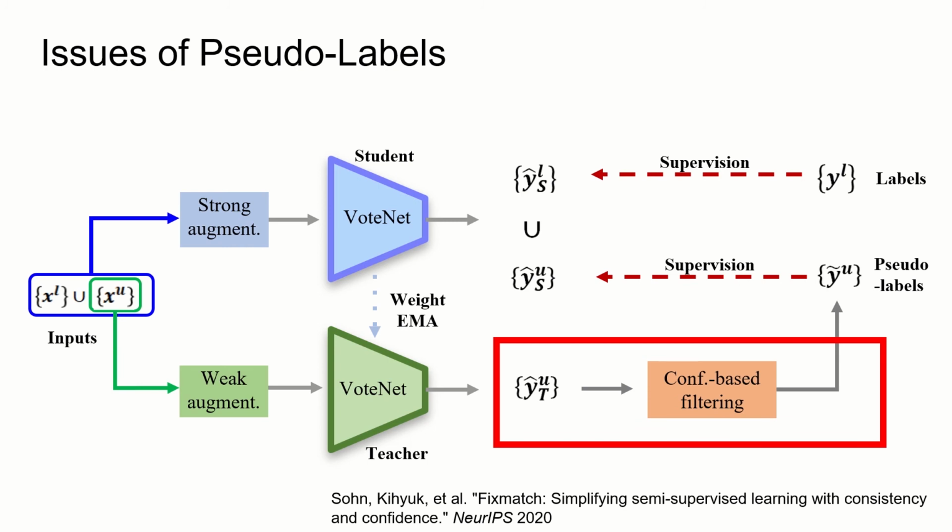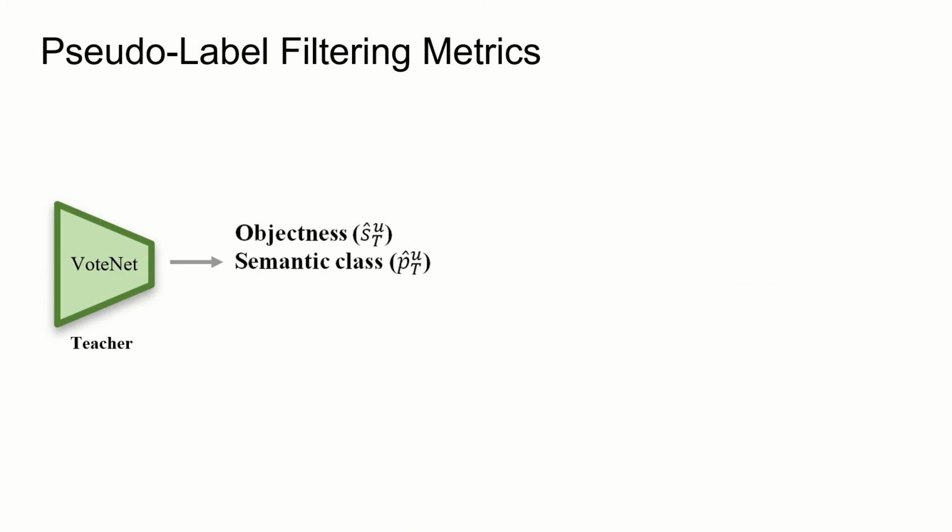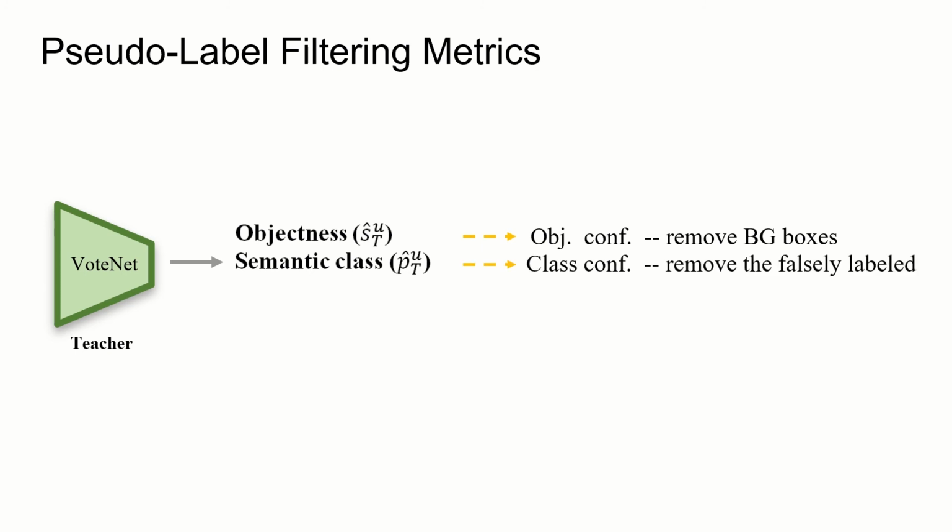This is inspired by our recent semi-supervised image classification work, FixMatch. Here, we filter according to two confidence measures, objectness score and top class probability. Specifically, by filtering out proposals with low objectness score, we get rid of background boxes. By additionally filtering based on class confidence, we get cleanly labeled boxes.